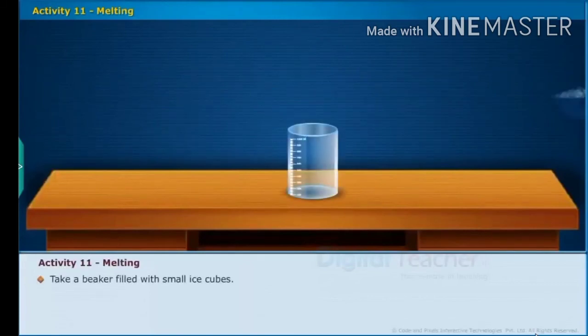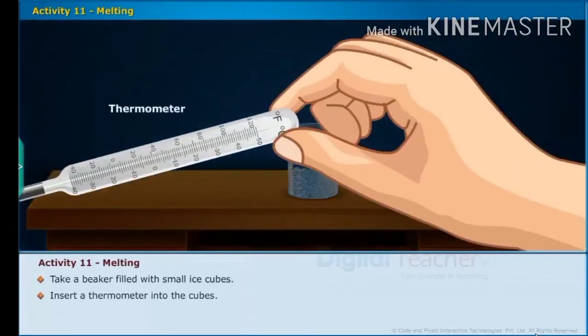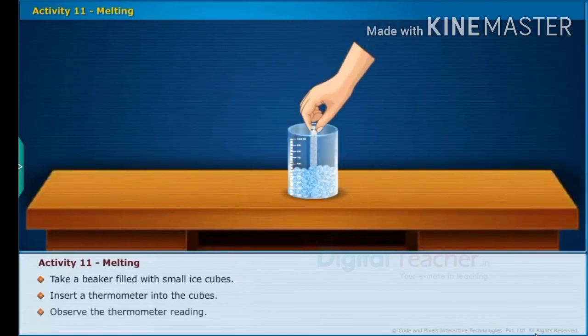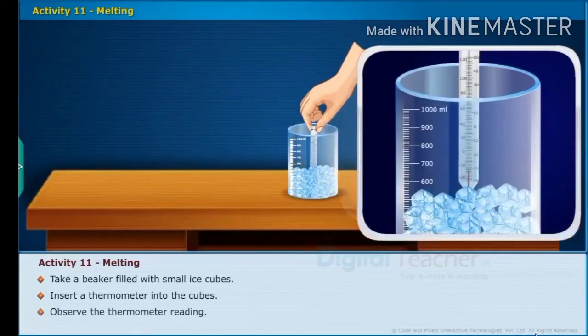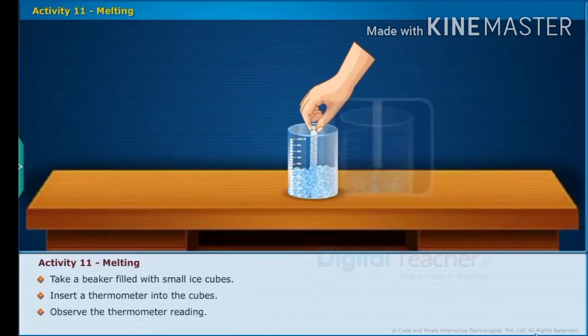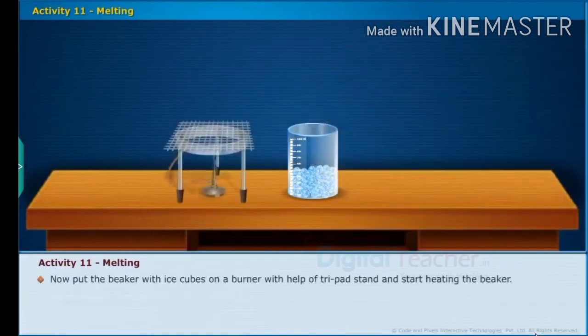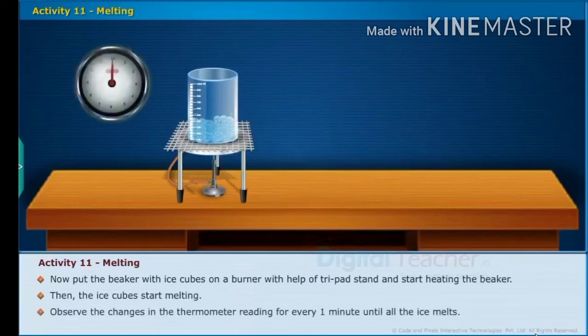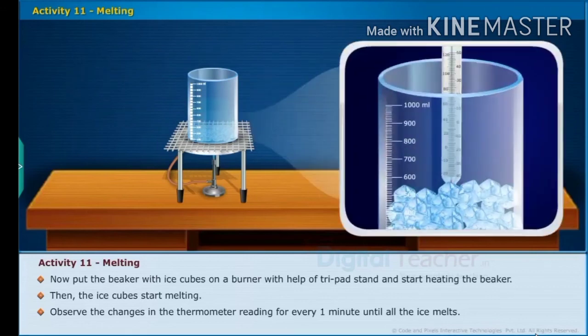Let us perform an activity for melting. Take a beaker filled with small ice cubes. Insert a thermometer into the cubes. Observe the thermometer reading. Now put the beaker with ice cubes on a burner with the help of a tripod stand and start heating the beaker. Then the ice cubes start melting. Observe the changes in the thermometer reading every 1 minute until all the ice melts.